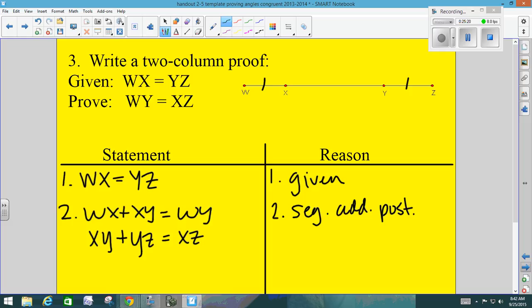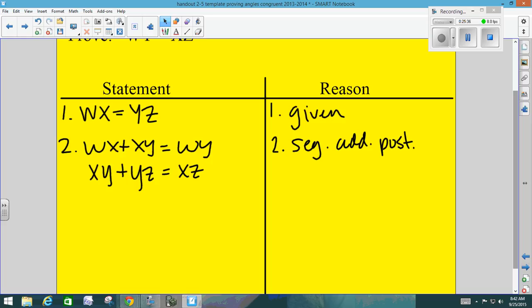We have to somehow make these two 1. Because I want to say wy equals xz. But right now they're in two separate equations. I have to turn them into one equation somehow. Dylan? wx plus xy equals xy plus yz, is that what you said? What would be your reason? Because wx and yz are congruent, and then xy is the same as xy. Yeah, I think so.